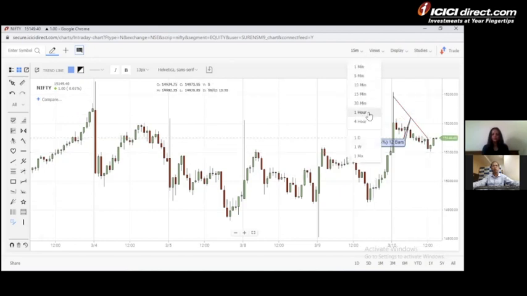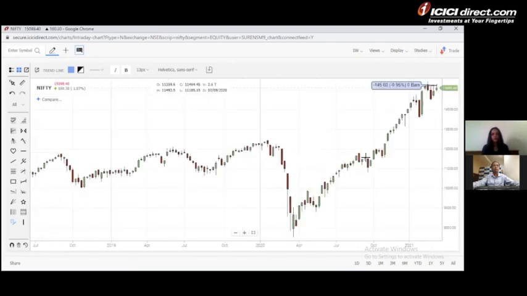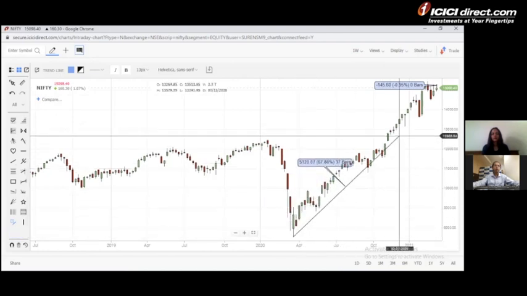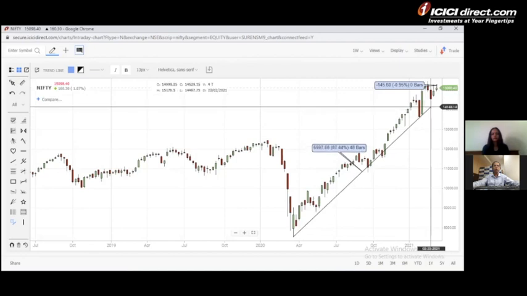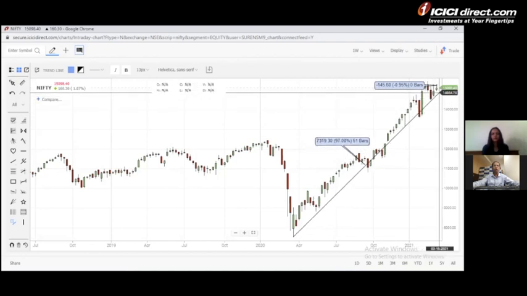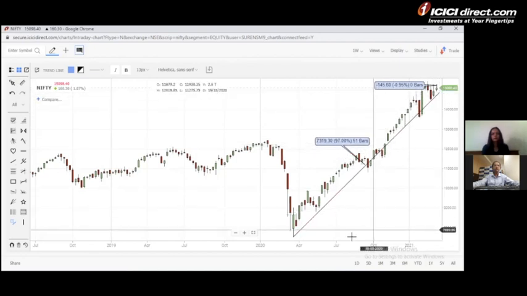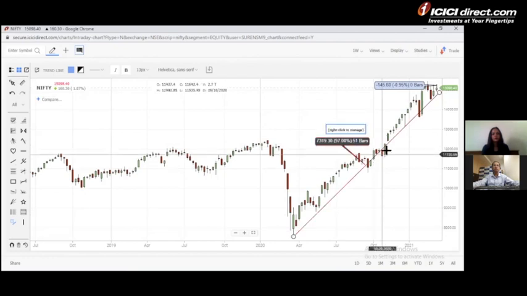Just to give you a broader picture, go to the weekly chart of the Nifty. You will be able to see how the market has behaved in the last 9 to 10 months. Just look at the trend line. If you draw the trend line joining the lows since March, it clearly shows that Nifty has taken multiple supports near this trend line.